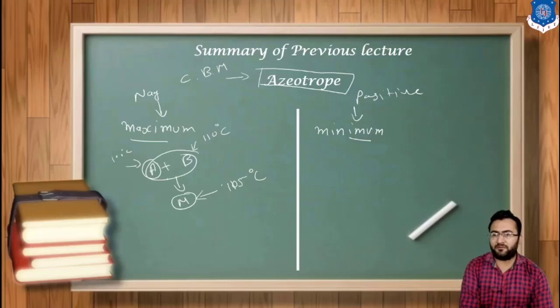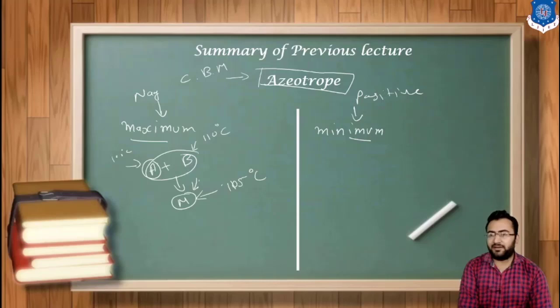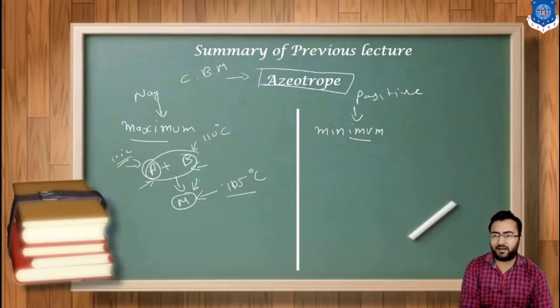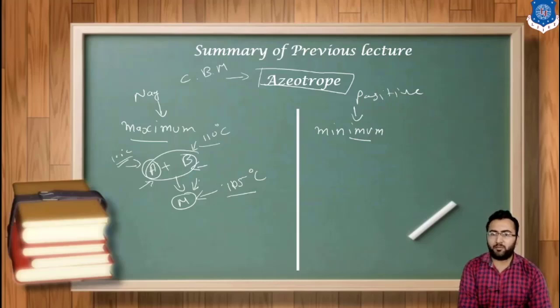then we can say that it makes a maximum boiling point azeotrope. Maximum boiling point azeotrope means the boiling point of the solution is higher than that of its constituents. There are two constituents: A has 100 degrees Celsius, so 115 is higher than 100 and higher than 110 degrees Celsius. So we can say that this is a maximum boiling azeotrope.